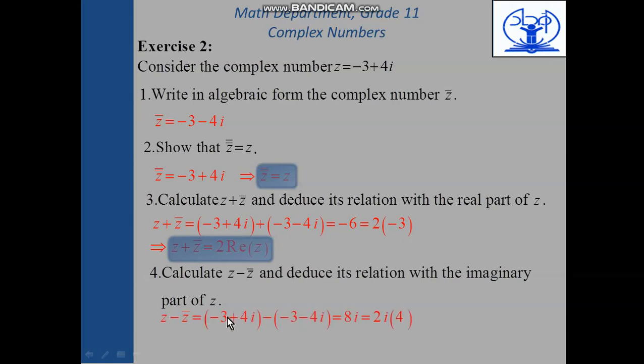Calculate z minus z bar and deduce its relation with the imaginary part of z. z minus z bar is equal to, we put z here, minus z bar. Minus 3 plus 3 is simplified. 4i plus 4i is equal to 8i, which is equal to 2i times 4. 4 is the imaginary part of z. So finally we get the rule: z minus z bar is equal to 2i times the imaginary part of z.